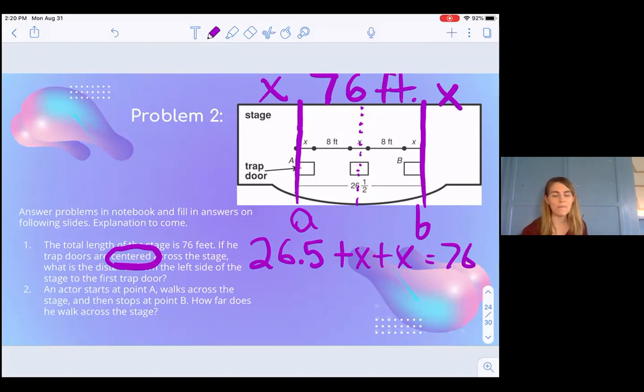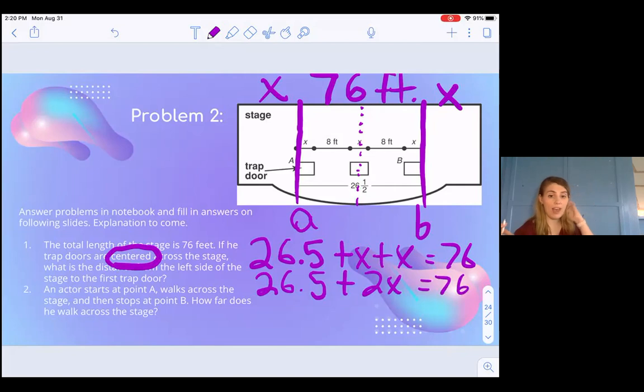You might have noticed that I went from fractions to decimals. I just do that because it makes doing math easier, and I don't want to have to deal with adding and subtracting fractions. But I'm going to start by combining my like terms. So I get 26.5 plus 2X equals 76. I'm going to subtract 26.5 from 76.